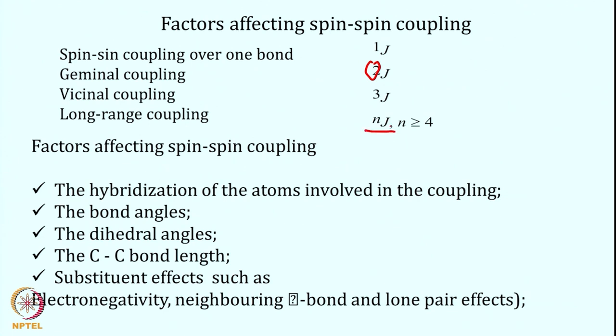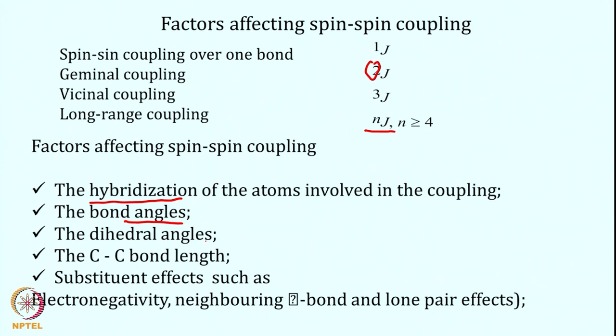We ended there, and we defined the factors that affect the spin-spin coupling. So what are those factors? Some of those that we listed are the hybridization of the atoms involved in the coupling. Hybridization is an important factor, and it is connected with the bond angle between the spins. That also affects the dihedral angle, which is between two planes and is very important in protein structure. Dihedral angles dictate the strength of the coupling. Then the bond length, whether it is a C-C single bond or a double bond, also affects it.